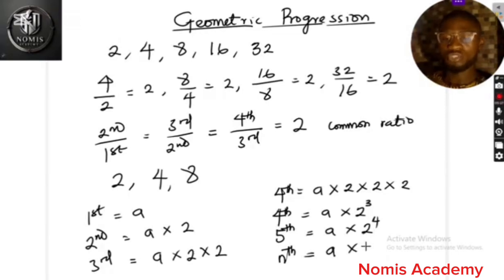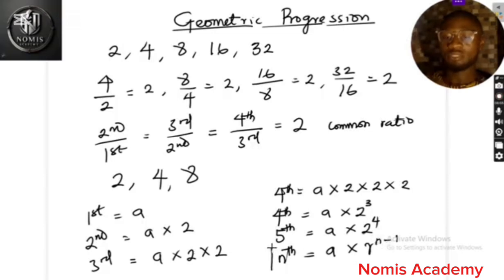common ratio R. Let's denote the common ratio with R. And then this is 4. So when I'm looking for the fifth term, this is 4. When I was looking for the fourth term, this is 3. That means the nth term will be subtracted by 1. So it will be n minus 1.